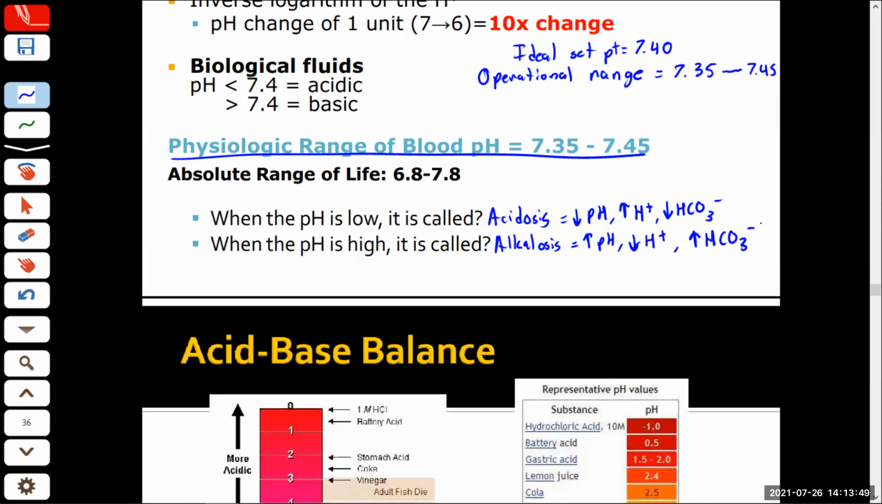So it's just the opposite for the alkalosis. If someone is basic, they have a high pH, low protons, or high bicarbonate count. We're going to work back and forth between these. Yeah, basic or alkalosis, sorry.